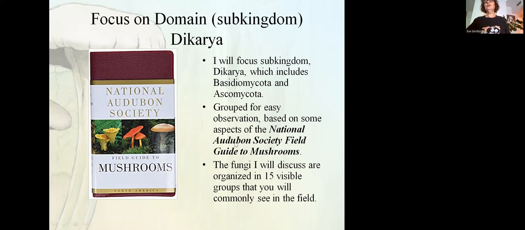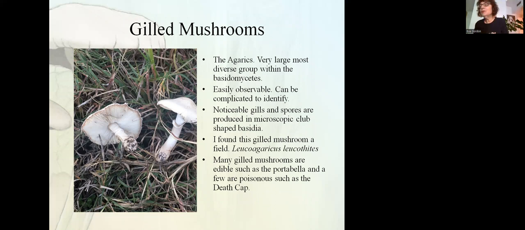Okay, we're going to start off with the gilled mushrooms real quick. Also known as the agarics. This is a very large, diverse group. These are the ones that we love to photograph. These are the ones we love to eat. So they're easily observable. They can be complicated to identify, however.